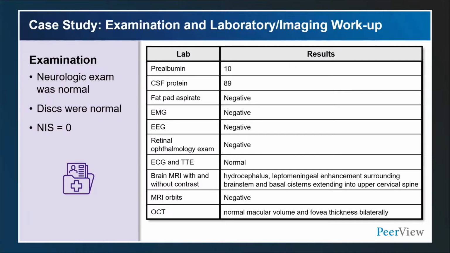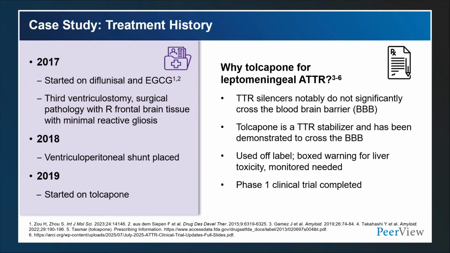Very importantly, his neurologic exam otherwise and his neuropathy impairment score were 0, so he did not have evidence of neuropathy on exam. Initially, he was started on diflunisal and EGCG. He had a third ventriculoscopy, and surgical pathology demonstrated some minimal reactive gliosis of a right frontal biopsy. He had a VP shunt placed in 2018, and in 2019 he was started on tolcapone.